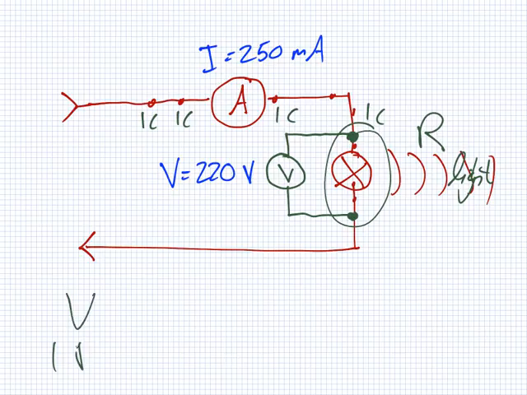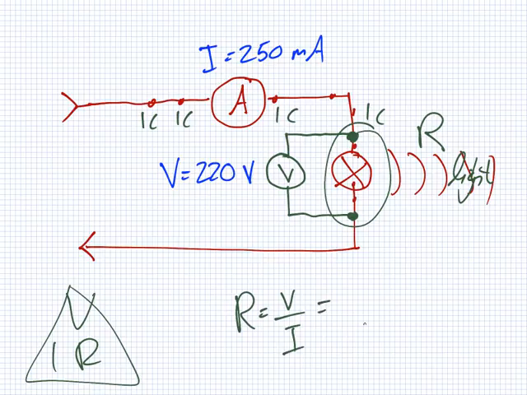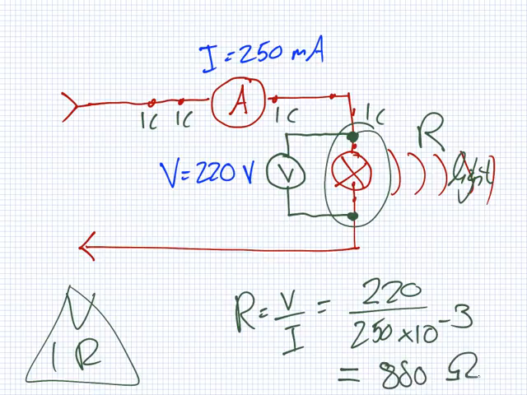If I use my triangle, the R equals V over I. This will equal 220 over 250 times 10 to the minus 3. What's that, please? 880 ohms. This is pretty big. It means a lot of electrical voltage energy is being converted into light and heat.